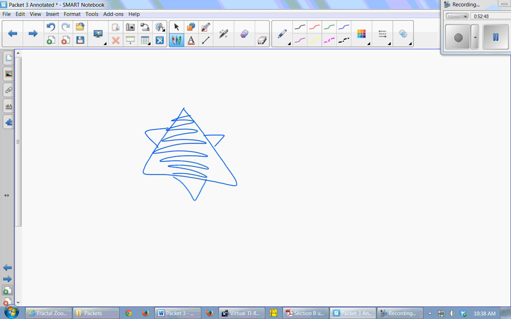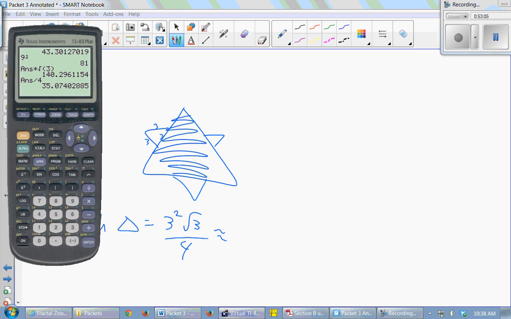And each triangle has side length 3, right? This is 3, 3, 3. So the area of each triangle would be 3 squared times the square root of 3 over 4, which is approximately 3.89.